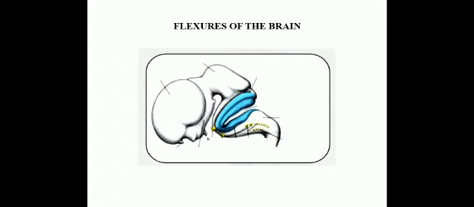So, now the flexures of the brain. The primitive brain presents 3 flexures, that is the pontine flexure at the middle of the rhombencephalon, and the cervical flexure at the junction of the rhombencephalon and the spinal cord. This flexure is convex dorsally and appears at the junction of the hindbrain and the spinal cord, making a right-angled bend between them.